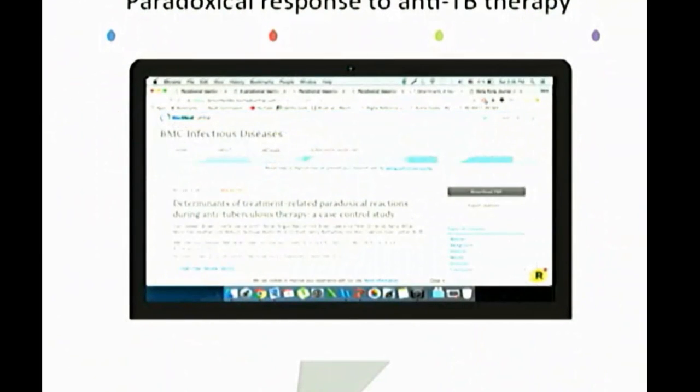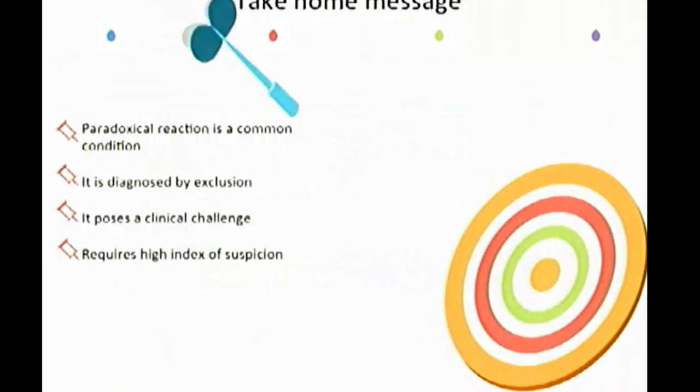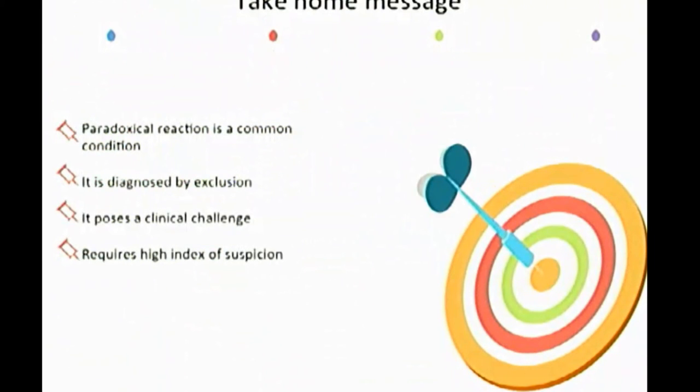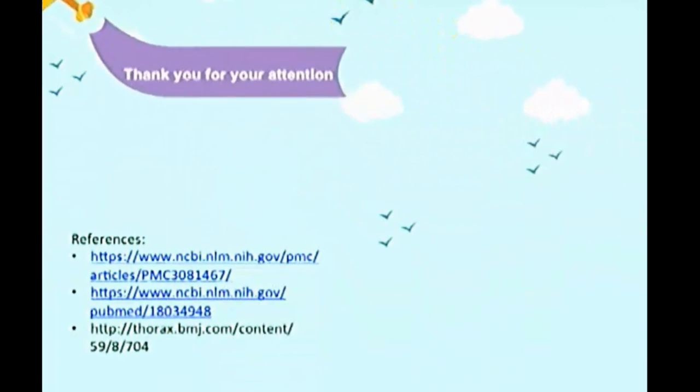These are some of the case reports that I've talked about. The take-home message from this case is that paradoxical reactions are a common condition, diagnosed by exclusion, and they pose a clinical challenge for the treating physician and require a high index of suspicion. These are my references, and thank you for your attention.